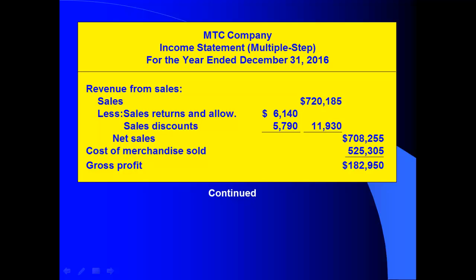What does that mean? The items that I sold this period cost me how much when I originally bought them? $525. Good. I turned around and sold them for a net amount of how much? $708. So I bought them for $525. I sold them for $708. I made a profit then of 1, 2, 3.